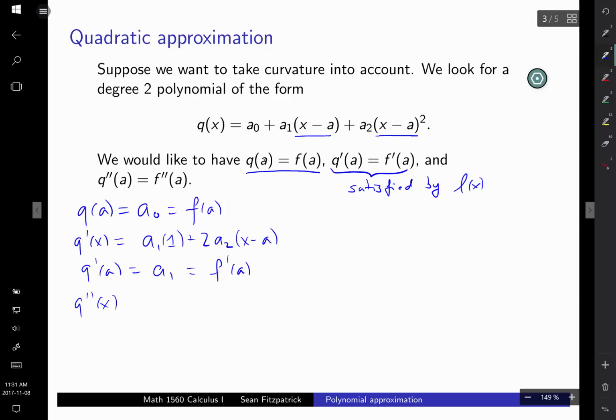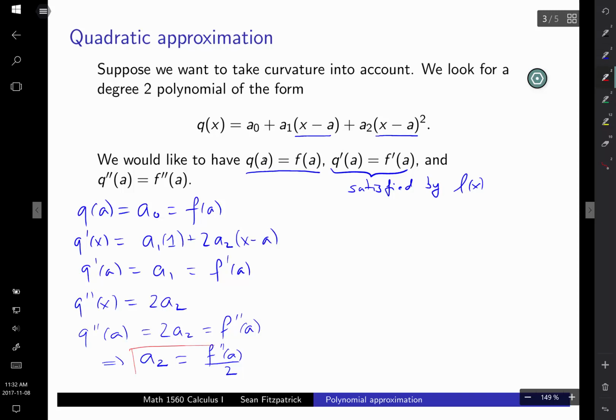If I go on and calculate the second derivative, the constant goes away. I just get 2 times a2 times the derivative of x, which is 1. So I get 2a2. And that's a constant, so that's definitely going to be my value when x equals a. So 2a2, and I want that to equal f double prime of a, and that tells me that a2 should be f double prime of a divided by 2.